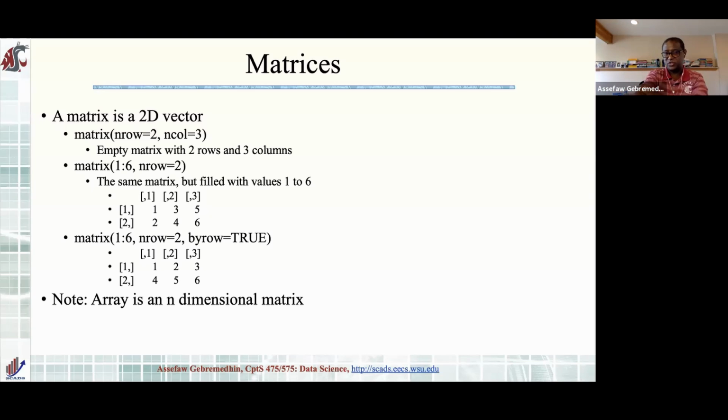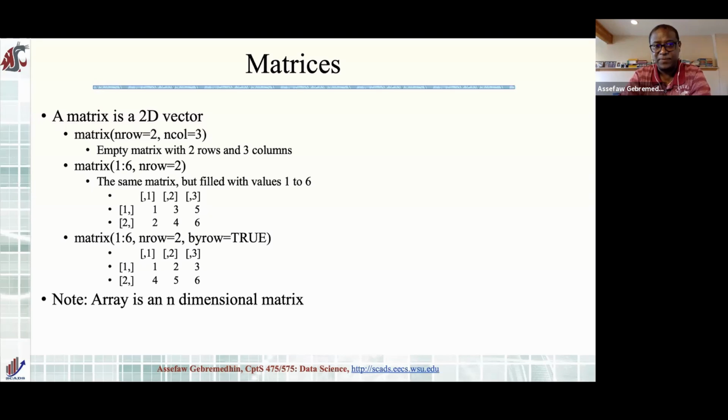So the first example shows you how you can explicitly create a matrix with 2 rows and 3 columns. And the way to do it is by having nrow and ncol. These are parameters for the function called matrix, and the values are specified as 2 and 3.